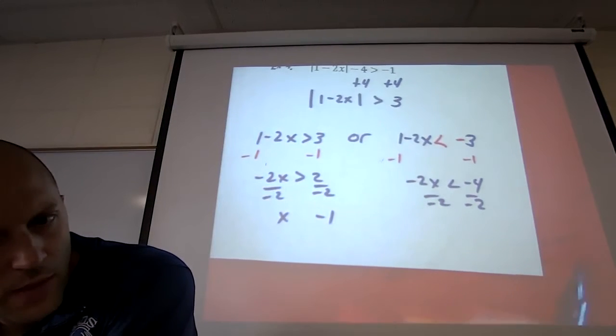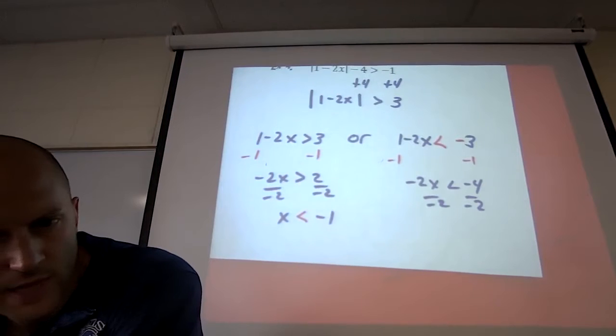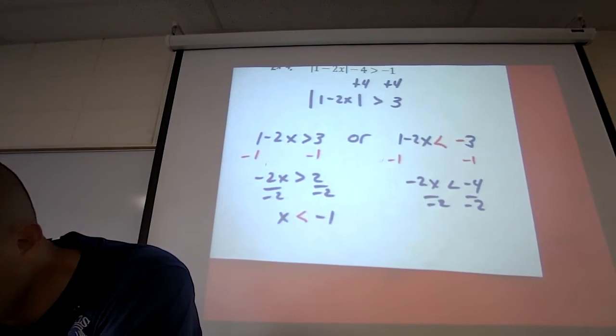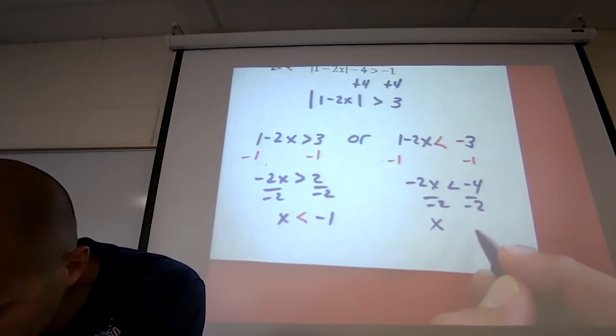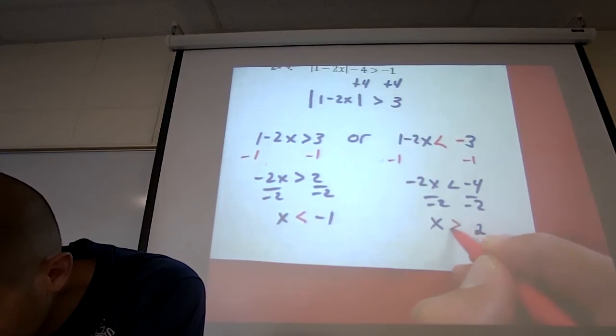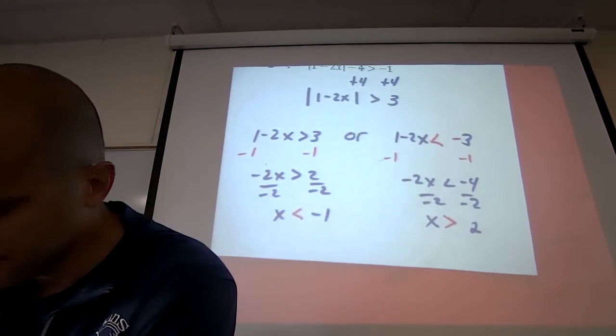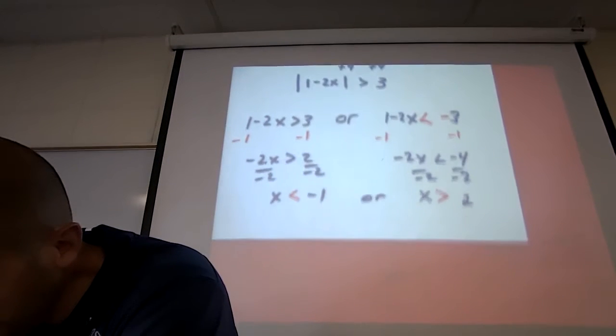But when I multiply or divide, I must flip my sign. So now that is x is less than negative 1. And over here, negative 4 divided by negative 2 we know is 2. But I divided by negative, so that is now greater than instead of less than. Okay, so I have this or that.